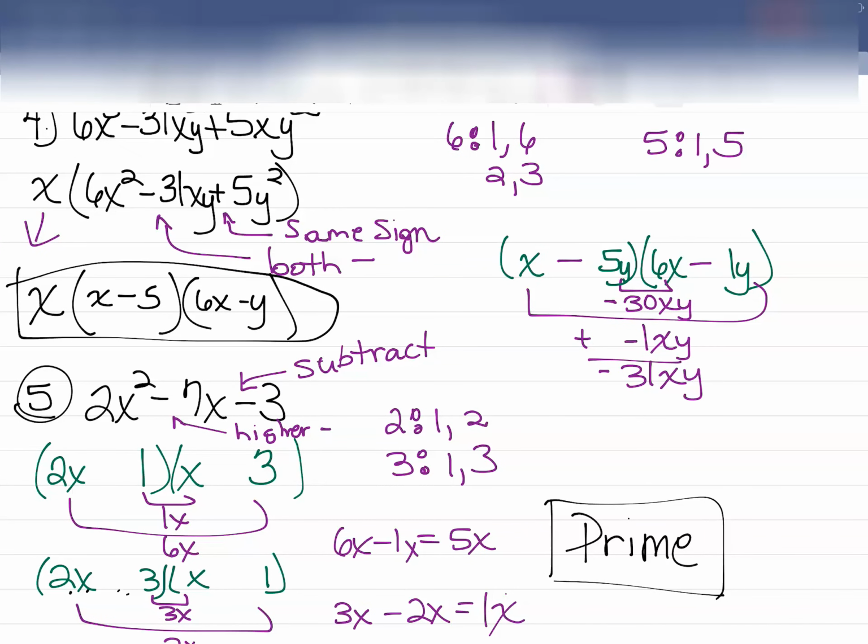So the correction to the final answer is x times parentheses x minus 5y, close parentheses, and then another set of parentheses with 6x minus 1y. And that's our factoring. We still have a little more factoring to learn, just not in this recording.